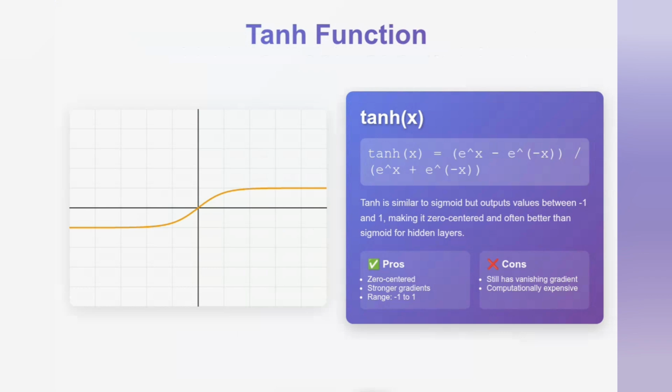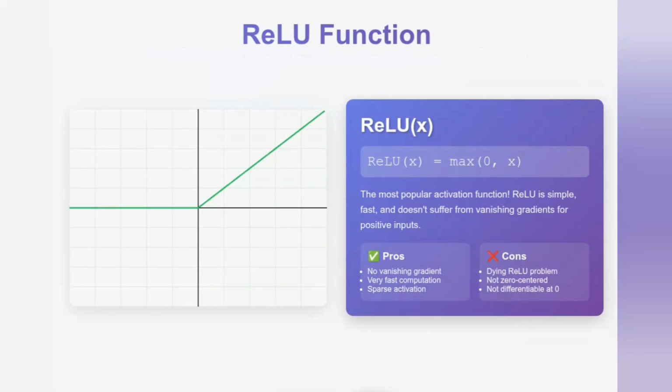While Tanh addresses the zero-centered issue of sigmoid, it still faces the same vanishing gradient problem for extreme input values, limiting its effectiveness in very deep networks.